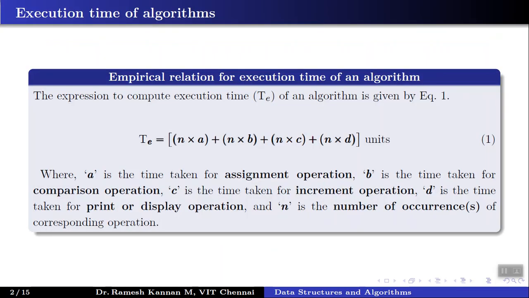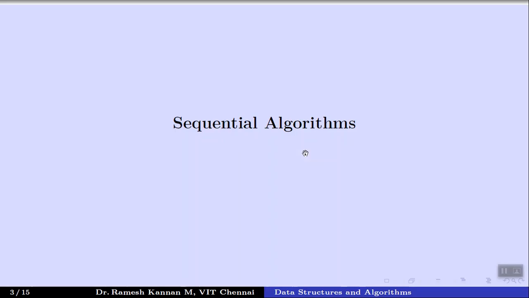The execution time of an algorithm can be computed using an empirical relation, and this is the relation. TE stands for execution time, which equals n times A plus n times B plus n times C plus n times D. A represents the time taken for the assignment operation, B is the time taken for the comparison operation, C is the time taken for the increment operation, whereas D stands for the time taken for the print operation, and n represents the number of occurrences of these operations in the program. To illustrate this, let's take a look at an example.